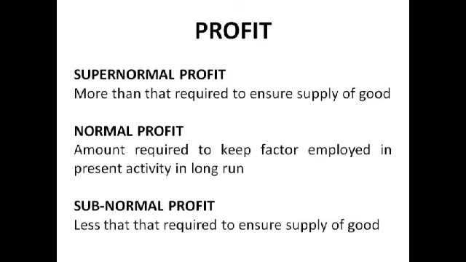The opportunity cost is simply too great. Subnormal profit is basically anything less than that's required to ensure the supply of a good. So say Jennifer is earning £20 a year producing bananas, but it's costing her £40 a year to produce these bananas. She's making subnormal profit. She's making less profit than that's required to ensure the supply of goods. She's actually making a loss.